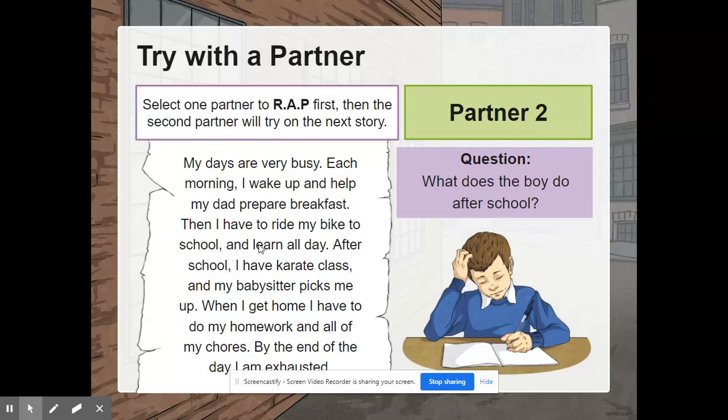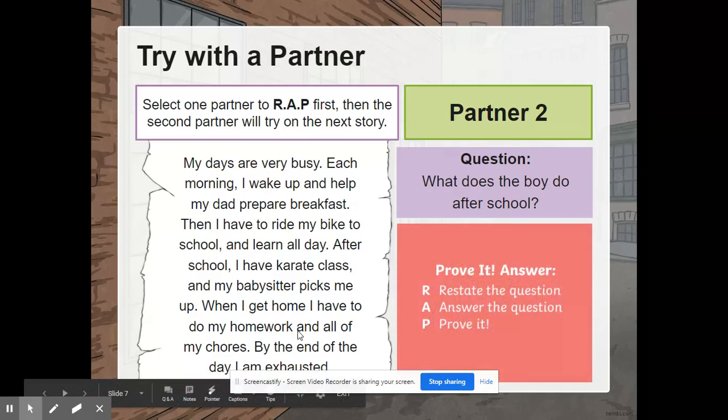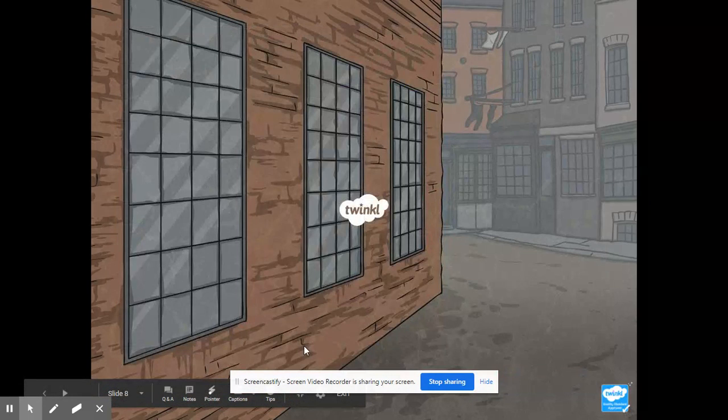What does the boy do after school? So this is, again, an easy question. We look right at the text, after school. So we restate the question. After school, the boy goes to karate class, and then he does his homework and chores. So I restated the question, answered the question, and proved it. It's right there in the text.